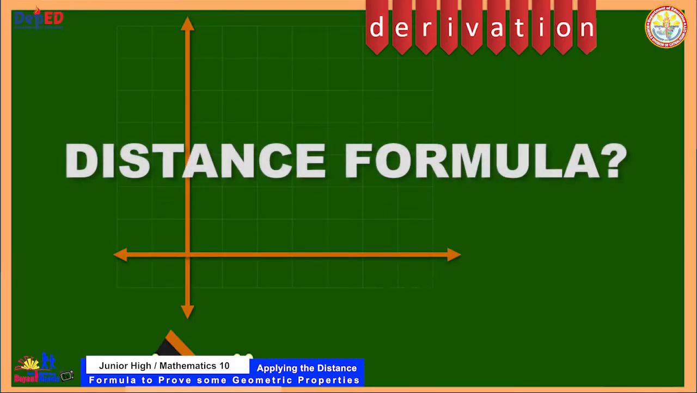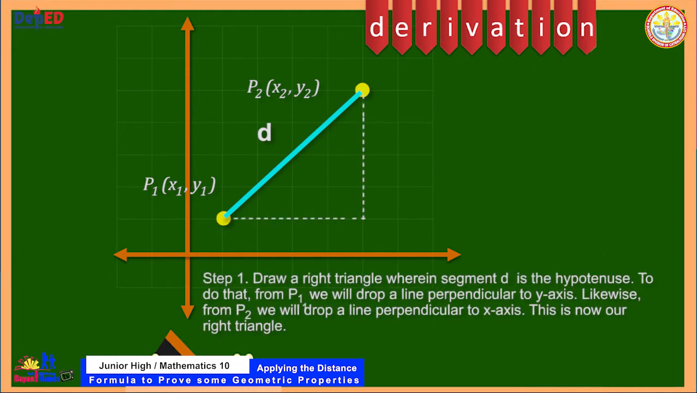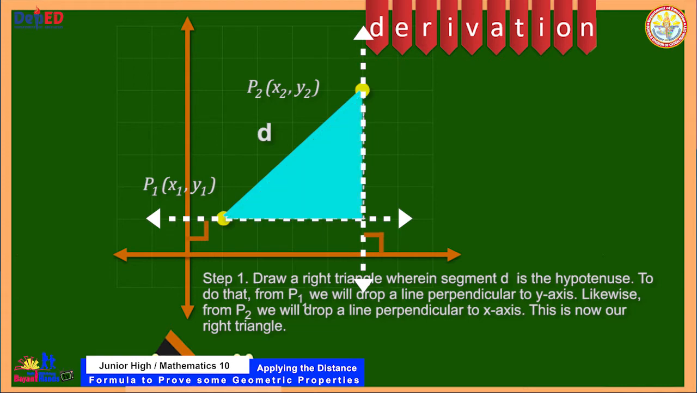What is the distance formula? The distance between point 1 and point 2 is equal to the length of the segment joining these 2 points. We name this segment as segment d. To solve for the length of segment d, we follow the given steps. Step 1. Draw a right triangle wherein segment d is the hypotenuse. To do that, from point 1, we will drop a line perpendicular to the y-axis. Likewise, from point 2, we will drop a line perpendicular to the x-axis. This is now our right triangle.